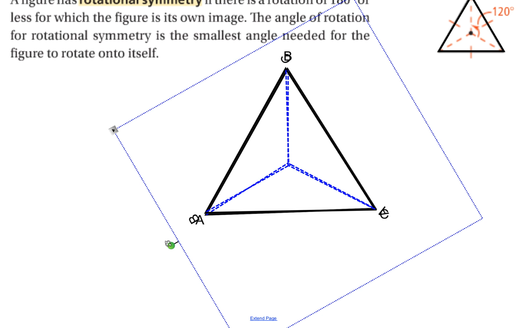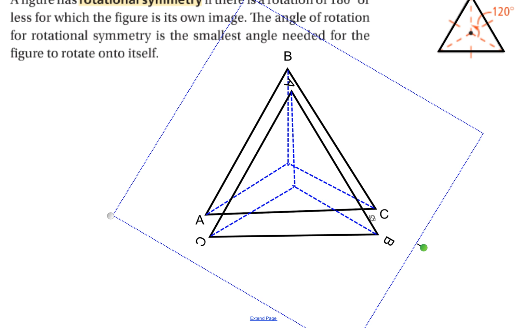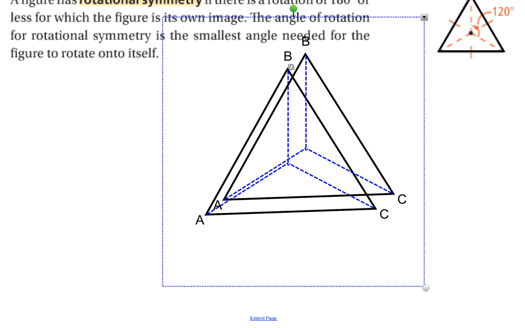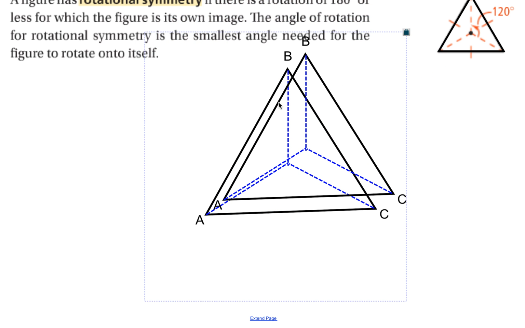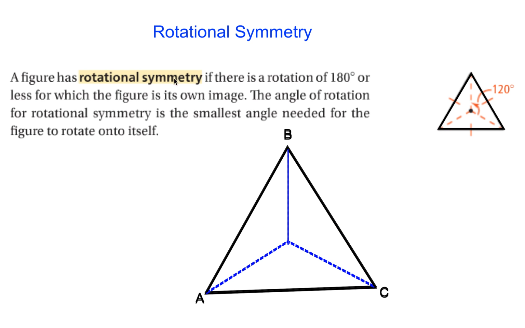Can I do it again? Let's see. Yes, I can do it again. And can I do it a third time? Well, if I do it a third time, I map right onto where I started, namely itself. There we go. So a figure has rotational symmetry if there is a rotation of 180 degrees or less for which the figure is its own image. The angle of rotation for rotational symmetry is the smallest angle needed for the figure to rotate onto itself.